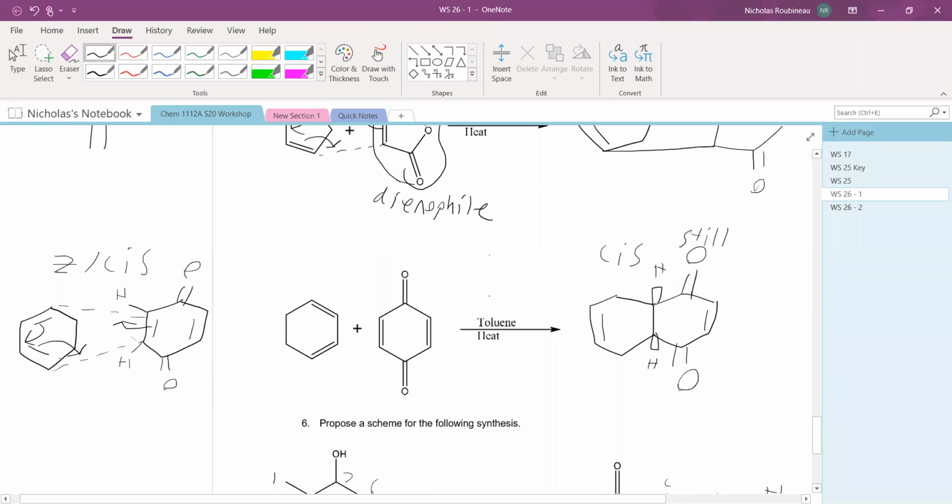So it's possible that the product here looks more like this, but I mean, maybe it would be safer to draw it like this. It just looks weird, because those aren't exactly the same. Yeah, maybe this would be better.